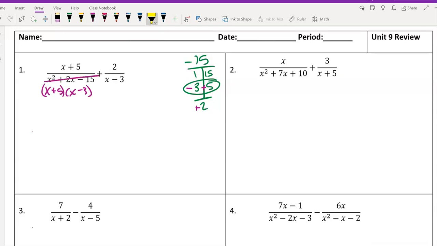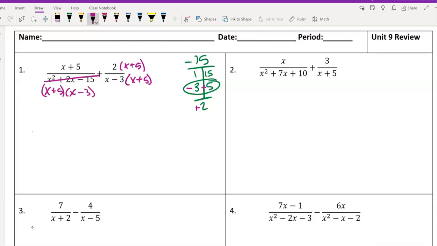Now, we need to create common denominators when we have addition and subtraction problems. So here, in the right denominator, we have x minus 3. And in the left, we have an additional factor, x plus 5. So we need to give that additional factor to the other fraction. And again, this only happens for addition and subtraction. What you do to the bottom of one fraction, you have to do to the numerator as well.